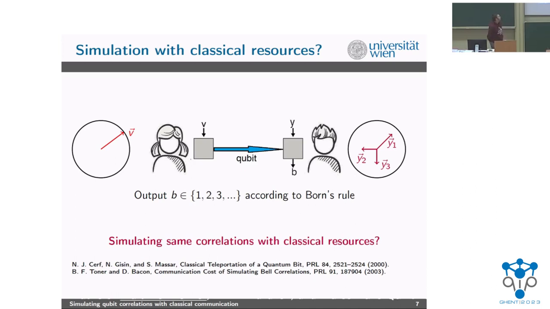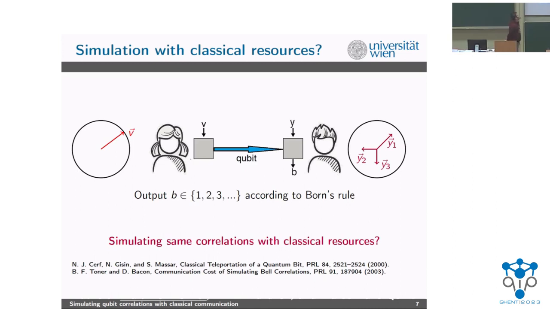And this question was already asked 20 years ago. The most notable work here is the one of Toner and Bacon. And they show indeed that all correlations we can achieve here can be perfectly simulated by sending just 2 bits from Alice to Bob, as long as Bob is restricted to projective measurements only.